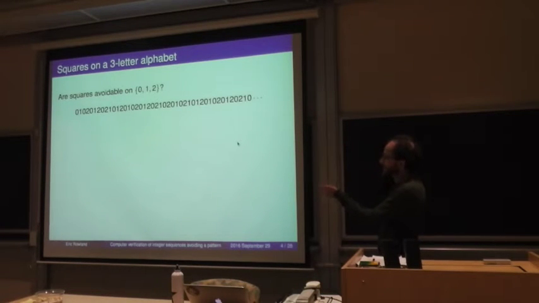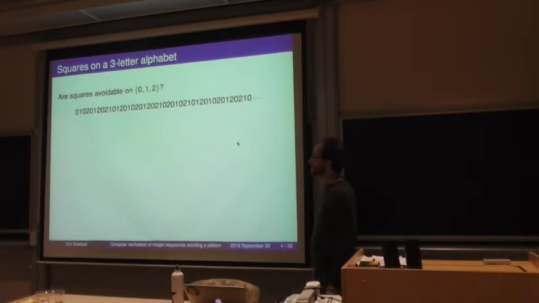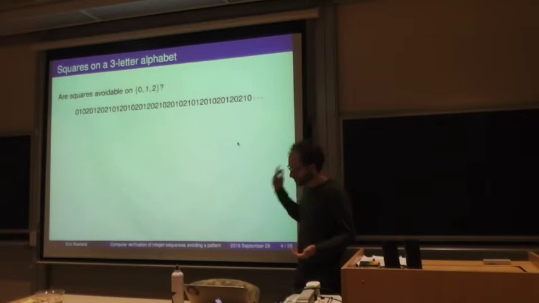So this is the lexicographically least word that avoids squares, right? Because we're always putting down the lowest letter we can, and if we get to a point where we run into a problem and no letter will work, we just backtrack. And this is a good way to get intuition about whether a certain pattern is avoidable on a certain alphabet. You just try to build a lexicographically least word that avoids that pattern and see if you can get a really long one.